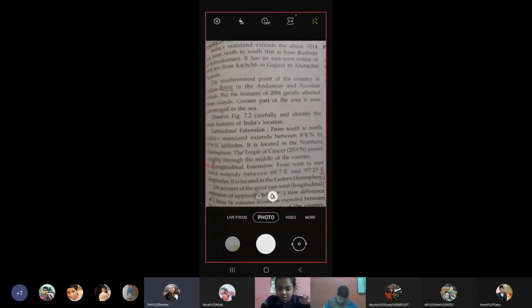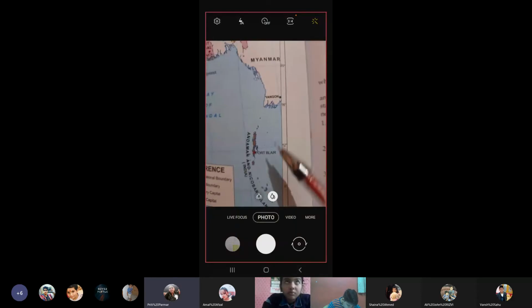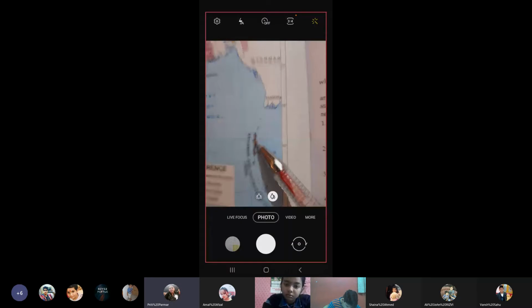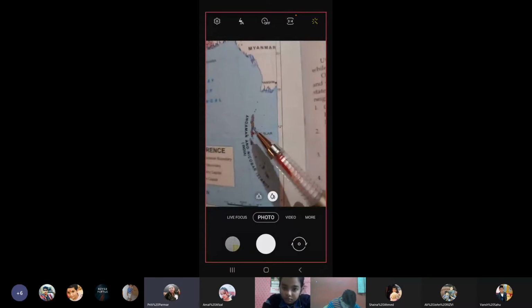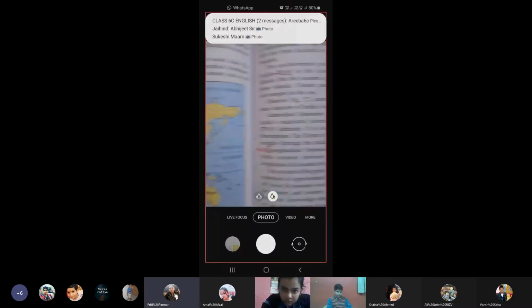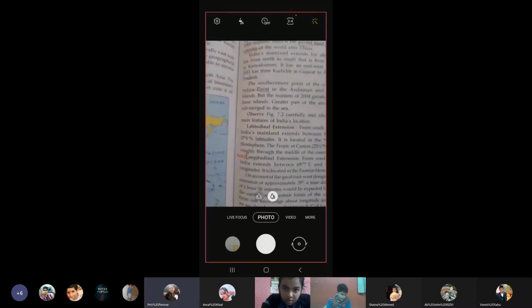But the tsunami of 2004 greatly affected these islands. A greater part of the area is now submerged in the sea. So now they are telling you that after the tsunami, the storm which covered this island has submerged major parts of the island. Whatever the extent of this island was, now it has reduced. Why? Because the tsunami hit the island and submerged a major part of it. I hope this much is clear.